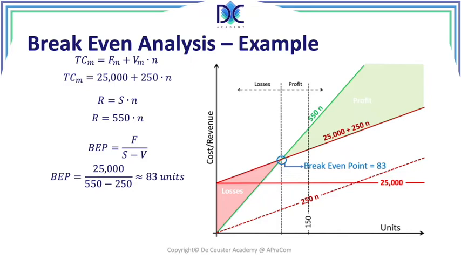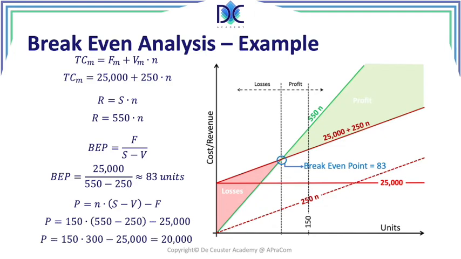Now we look at 150 units. With 150 units, we are at the right side of the break-even point, which means that we are in the profit area and we want to know the profit. So the profit is basically the revenue minus the cost. And when we have the equation here, the profit is N times S minus V minus the fixed cost. With some mathematical manipulation, we can find this very quickly. And we see that the profit here is equal to 20,000 once we produce 150 units.